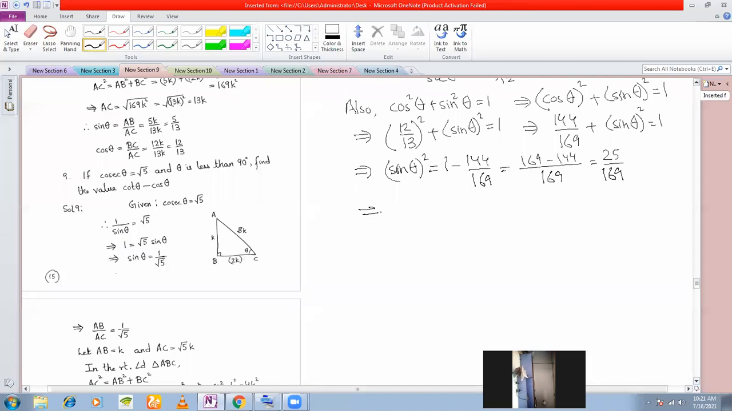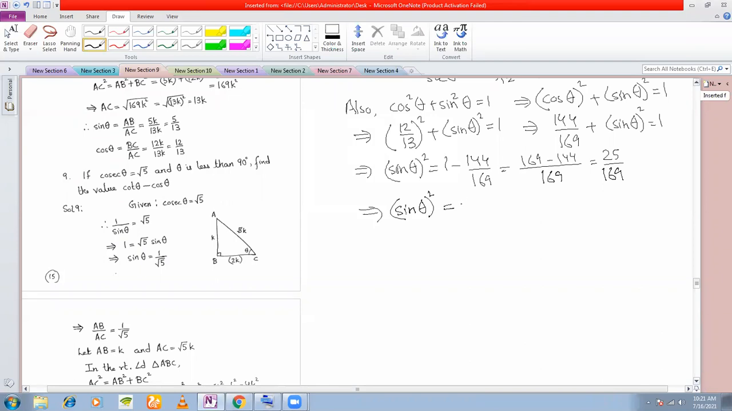So that means you get sine square theta is equal to 25 by 169. Sine theta is equal to the square root of this, 25 by 169, and of course we'll take the positive. We will not take the negative sign. Equal to the square root of (5 by 13) whole square. So therefore, this is equal to 5 by 13. This is the second method.